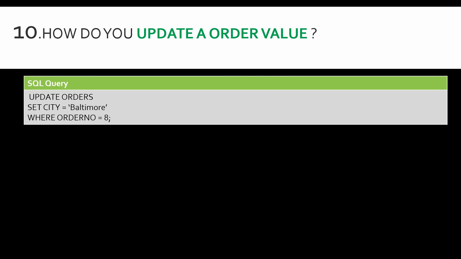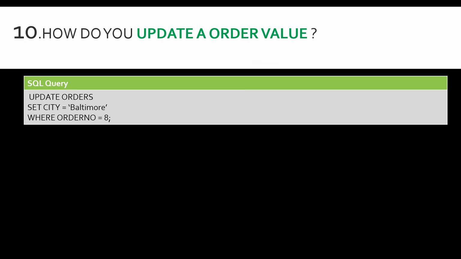The syntax would be something like this: update orders, set city equal to Baltimore. The city we had entered as part of the insertion was New York, but that was incorrect. Actually, the customer ordered from Baltimore. So that's why we are updating it using set city equal to Baltimore, where order number is 8. So where order number is equal to 8 is the clause.